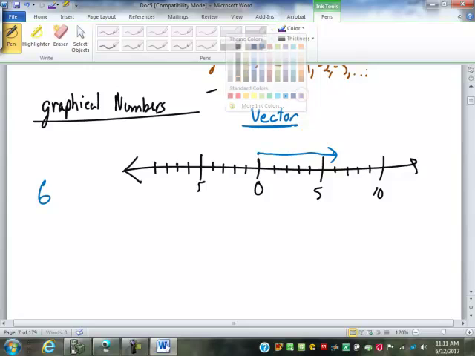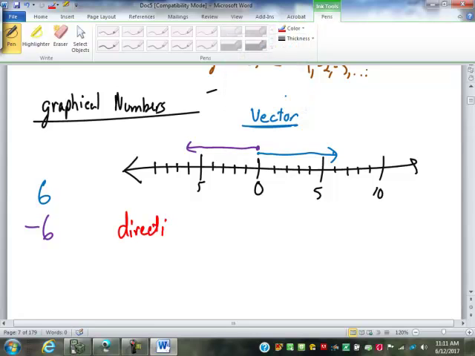If I wanted to represent a negative 6, well, that'd be an arrow that started at 0 and went the opposite direction, back to negative 6. Notice, though, there's two things about these vectors that come into play. The direction, they're pointing in opposite directions. One's positive, one's negative. And then another fancy word for a simple concept called magnitude. Magnitude is just the length. What can I say about the magnitude of those two vectors? Same magnitude, just different direction, right?